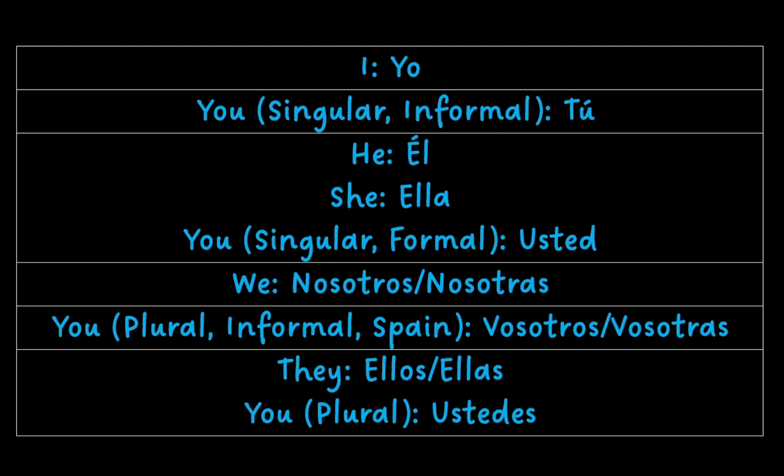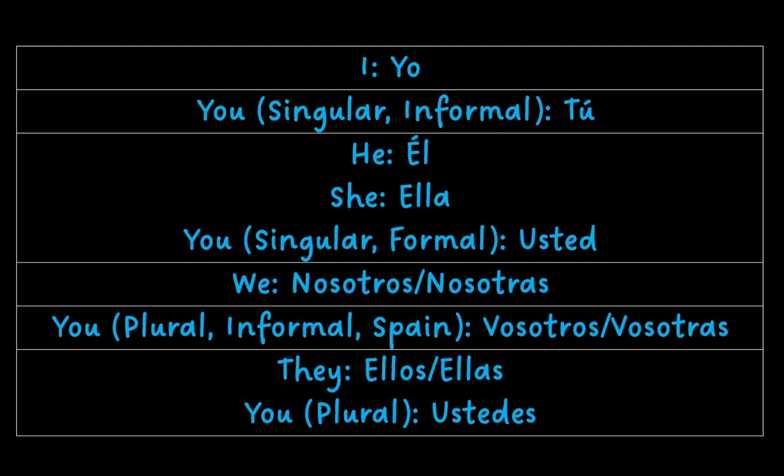We is nosotros if referring to all men or a group of men and women, and nosotras if referring to all women. You, when referring to multiple people in an informal setting and in Spain, is vosotros if referring to all men or a group of men and women, and vosotras if referring to all women. They is ellos if referring to all men or a group of men and women, and ellas if referring to all women. And finally, you, when referring to multiple people, is ustedes.